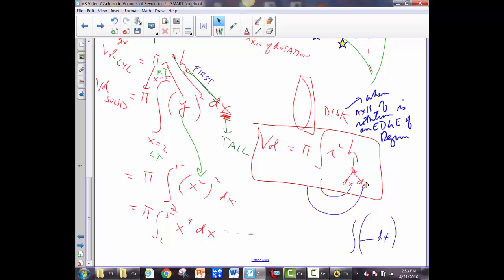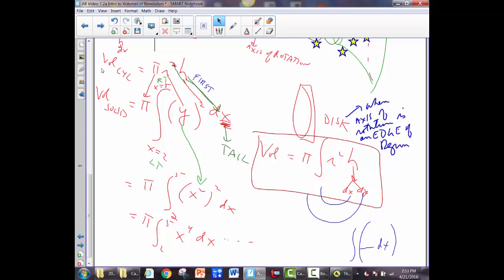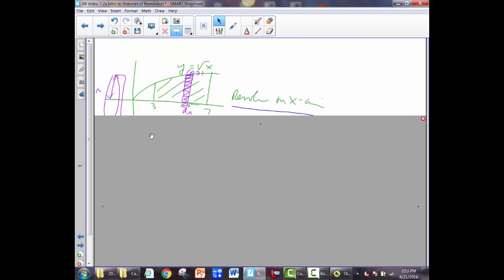And then depending on whether that's dx or dy, that determines whether these limits of integration are x equals to x equals, which is left border, right border, or y equals to y equals, which is bottom border to top border. This also will determine whether this radius has to be expressed in terms of x or y.